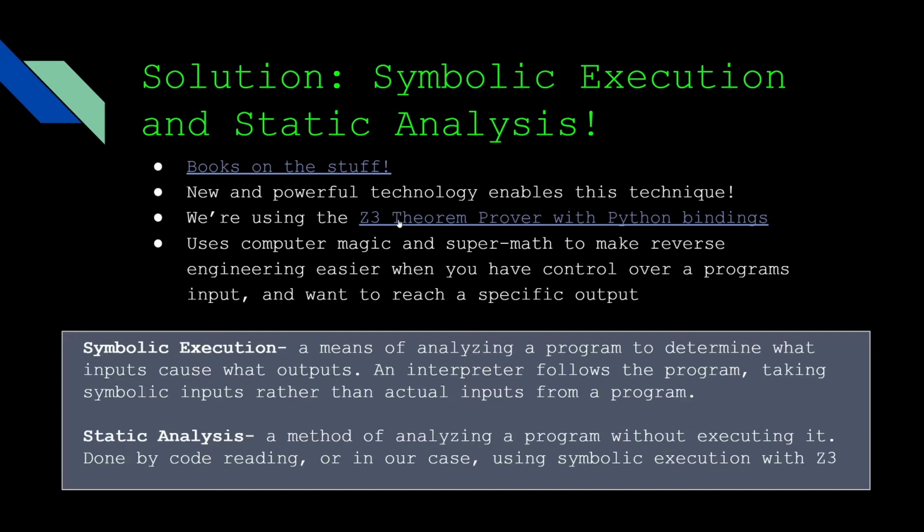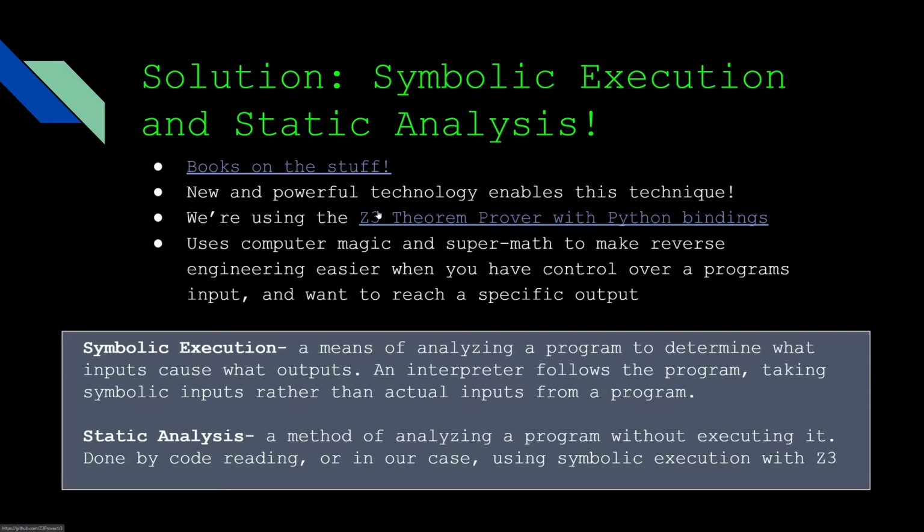We're going to be using the Z3 theorem prover with Python bindings to do our symbolic execution for the next couple minutes. This uses computer magic and supermath to make reverse engineering easier. When we have control over a program's input, we want to reach a specific output, and we know what operations it does on our input. We can do that by disassembling the code in Ghidra, which I will show you in a demo in just a second. But first we need to do some vocab.